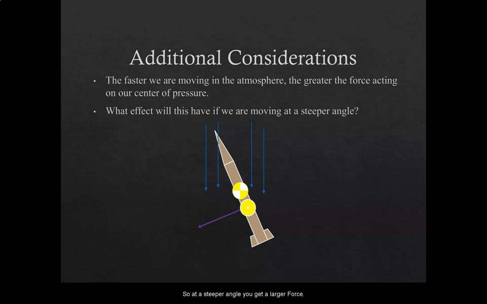So at a steeper angle, you'll get a larger force, indicated here with a longer vector. And again, with this configuration, that force will tend to cause the rocket to rotate clockwise, which will tend to bring it back up to its neutral position.